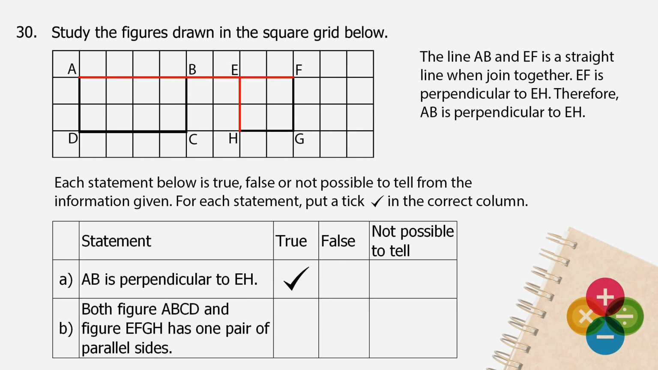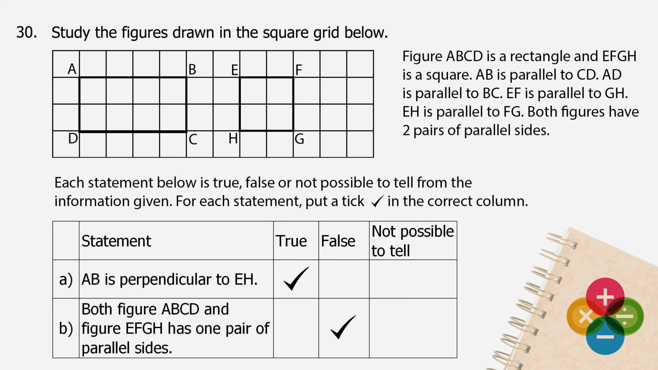The line AB and EF is a straight line when joined together. EF is perpendicular to EH. Therefore, AB is perpendicular to EH. The statement AB is perpendicular to EH is true.